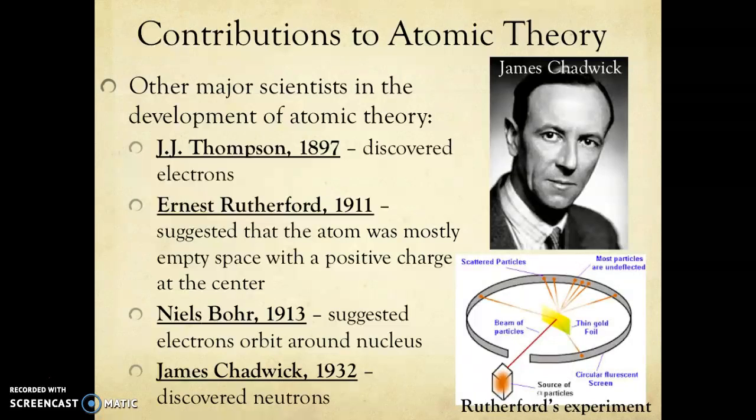A few years later, Ernest Rutherford in 1911, through his experiments, he found evidence that suggested that the atom was mostly empty space, with a positive charge at the very center of it, and that would be the nucleus, which we'll talk more about in a little bit. Just a couple years later, Niels Bohr, 1913, he suggested that electrons orbit around the nucleus. And then a little bit later, around 20 years later, James Chadwick in 1932 discovered the neutron.